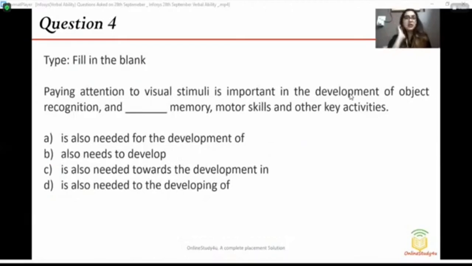Fill in the blank, very easy. So you have a question and you have a blank, and you just have to fill the blank with whatever words or phrases or one single word, whatever that is. Paying attention to visual stimuli is important in the development of object recognition and dash memory, motor skills, and other key activities. Now, for these sort of questions, what you quickly need to do is try and substitute every part and see which one makes sense grammatically. Also, it leaves you with the same meaning, right?